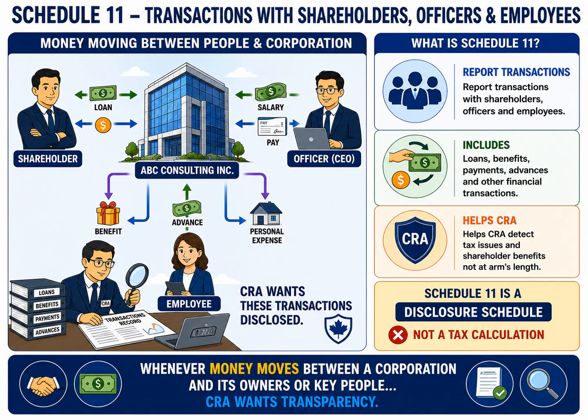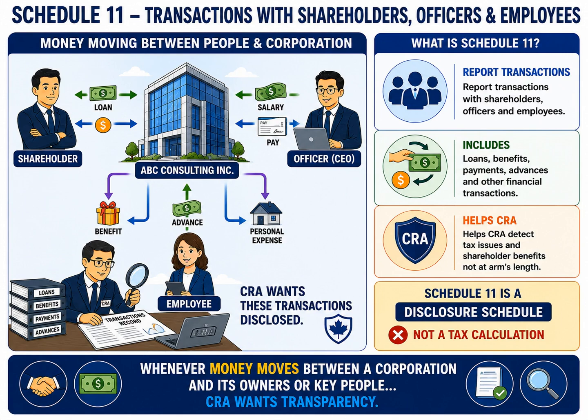Think about all the ways money can move between a corporation and its key people. A shareholder may borrow money from the corporation. An officer may receive a salary or bonus. An employee may receive an advance for business expenses or a taxable benefit such as the personal use of a company vehicle. In some cases, the corporation may even pay personal expenses on behalf of a shareholder or officer. These are exactly the kinds of transactions that Schedule 11 is designed to disclose.